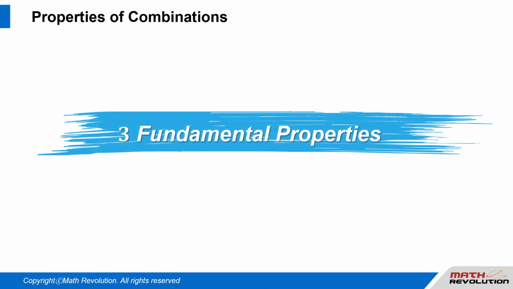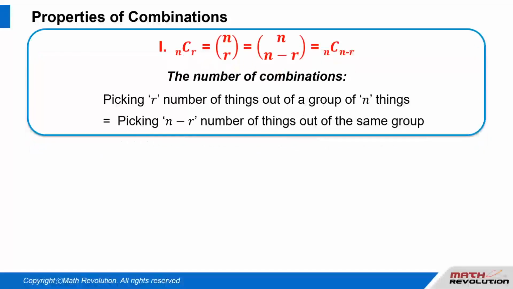In this chapter, we're going to go over three fundamental properties of combinations. 1. The first fundamental property covers two equivalent scenarios. Picking R number of things out of a group of N things has the same number of combinations as picking N minus R number of things out of the same group. Formulaically, N choose R equals N choose N minus R.